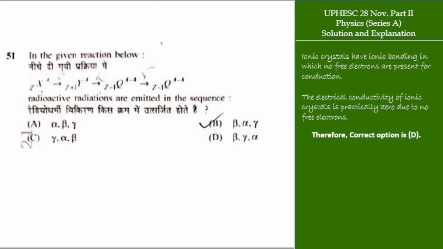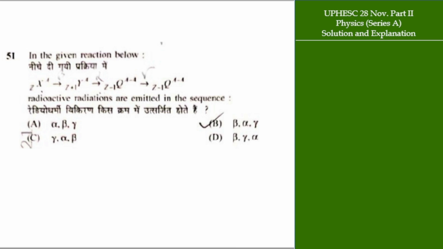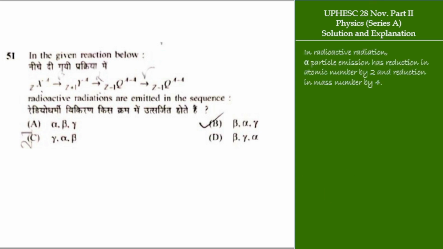Now in next question, question number 51, a reaction was given in which an atom X is converted into another atom Y and then converted into another atom Q. Okay, so for each atom, the atomic number and mass number is given. So on the basis of atomic and mass number, we can calculate which particle is emitting. So they have asked about the correct sequence.